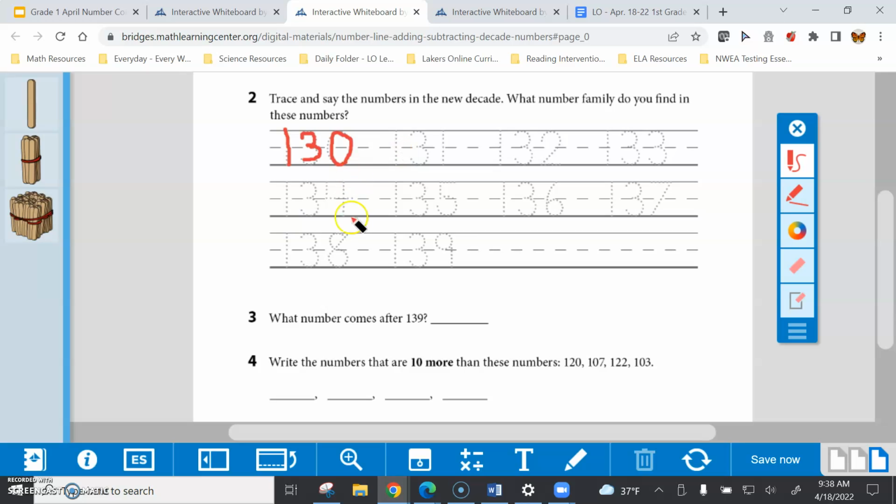What you're going to do after you've traced all of these numbers is you're going to answer this question. What number comes after 139? So let's do this. Okay, I'll start here. 135, 136, 137, 138, 139. What would come next? Did you say 140? If you did, you are absolutely correct. 140.